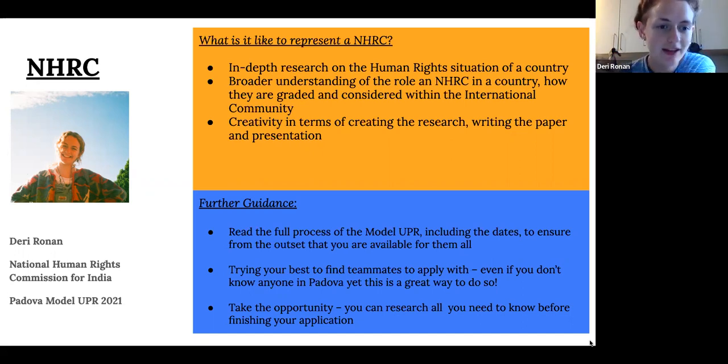If I was to give you any guidance, it is, before taking part, to read the full process of the model UPR, including any dates, to ensure that from the outset you're going to be available for them all and able to fully gain from the whole thing, because missing an information session can be vital when it comes to actually taking part and you realize that you don't really know how that's going to work. Try your best to find teammates to apply with, even if you don't know anyone in Padova, or even if you're not from Padova. It's a great way to get to know people, especially if you're just moving here.